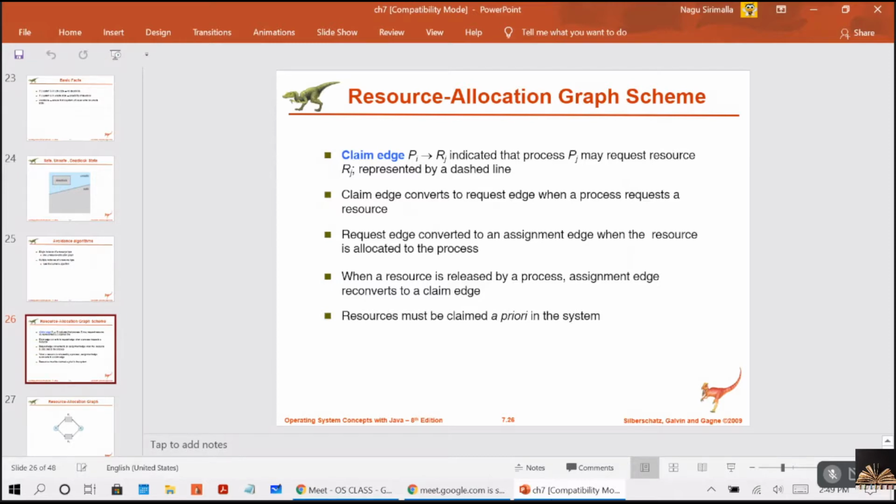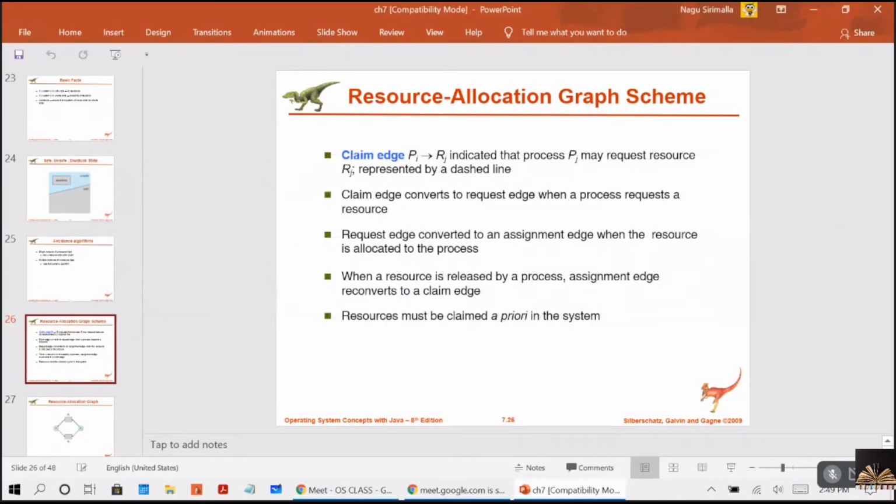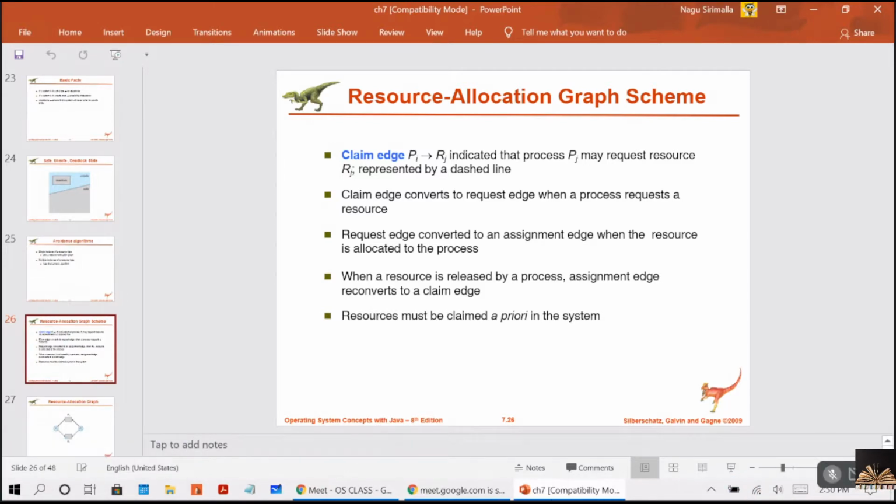Here, the resource allocation graph algorithm. Can we see the algorithm today? Yes, it will take only 5 to 10 minutes. We can discuss this. Now, the resource allocation graph algorithm. In this algorithm, we use 3 edges: request edge, assignment edge, and claim edge. Along with your request edge and assignment edge, we will be using an edge called claim. A claim edge Pi to Rj indicates that Pi may request the resource Rj at some time in the future.